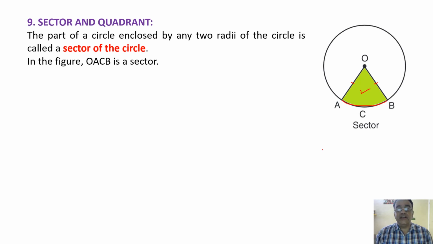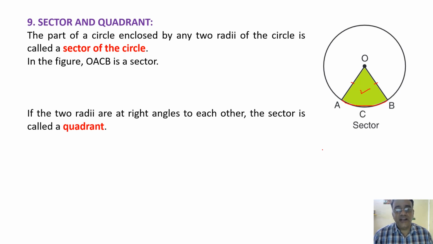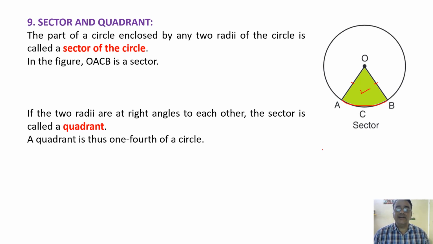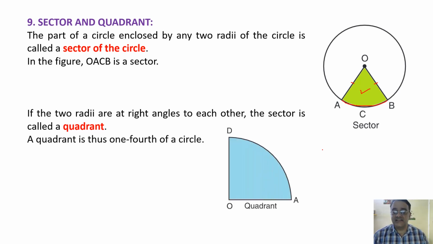Now, I am talking about the same sector. If the two radii are perpendicular to each other, or they are at right angles, if two radii are at right angles to each other, then the sector is called a quadrant. A quadrant is thus 1/4 of a circle. See this figure. Here the angle between the two radii is 90 degree. This is 90 degree. And this is called quadrant. And this is 1/4 of a circle.